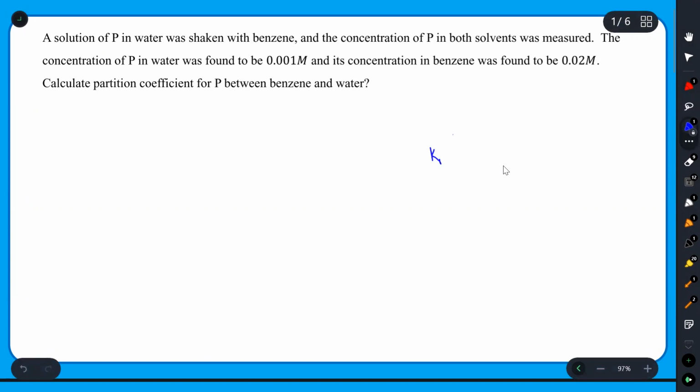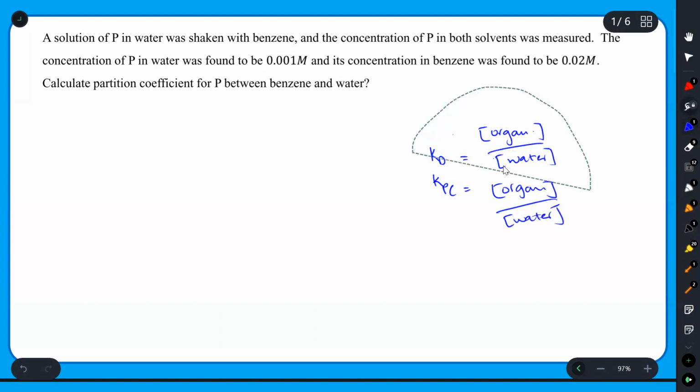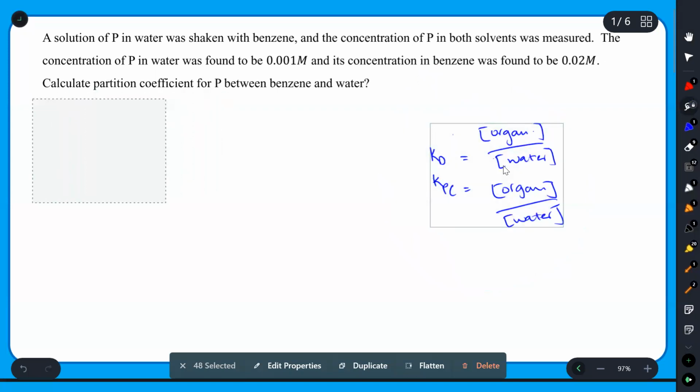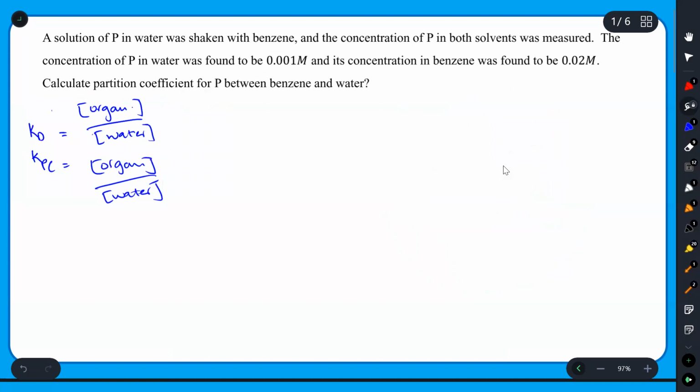So the KD, which is the distribution coefficient, or you could see it written as KPC, which is the partition coefficient. Same thing, right? It's equal to the concentration of the organic solvent divided by the concentration of water, basically. Always this way. Unless they state otherwise, this is how your equation should look, where organic solvent concentration is on top and water on the bottom. Okay, so let's look at a few examples.